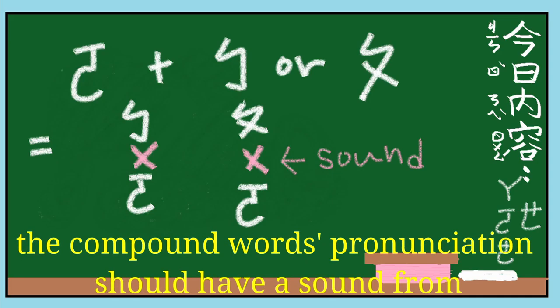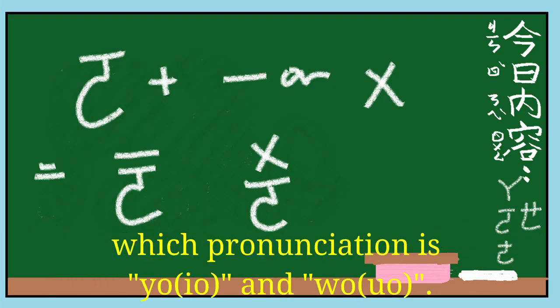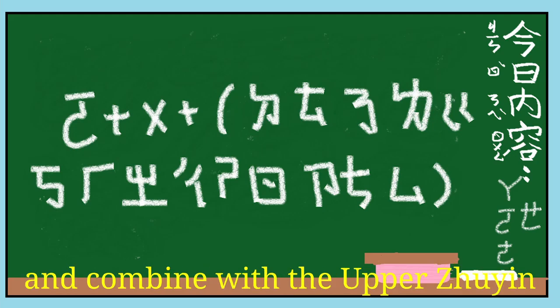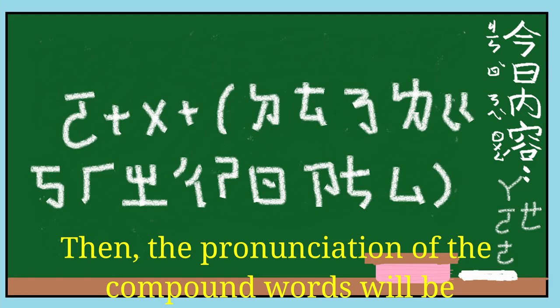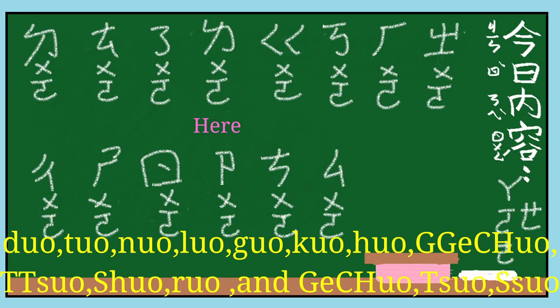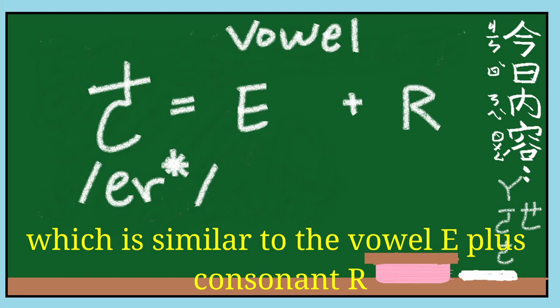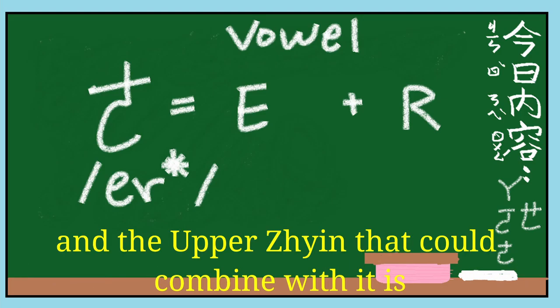In effect, there are a few details that should be noticed, which is when O encounters B or P, the compound word's pronunciation should have a sound from u. It could also combine with the downward zooming e and u, whose pronunciation is yo and wo. Especially with u, o could cooperate with it and combine with the upper zooming d, t, n, l, g, k, h, z, c, s, r, and z. Then the pronunciation of the compound words will be duo, tuo, nuo, luo, guo, kuo, huo, zuo, chuo, shuo, ruo and zuo, chuo, suo.